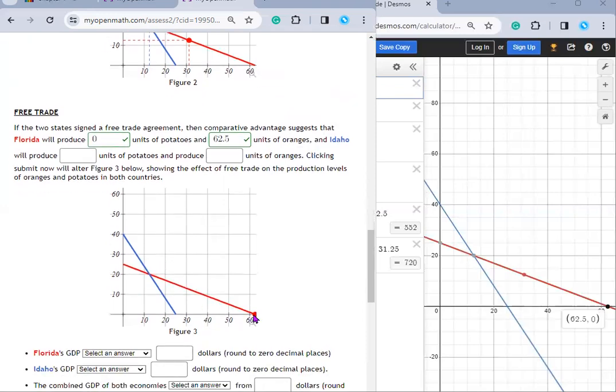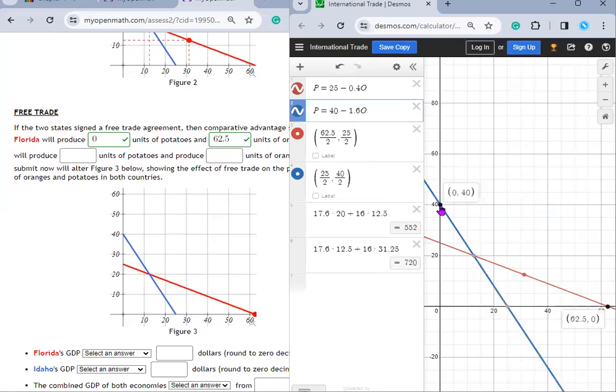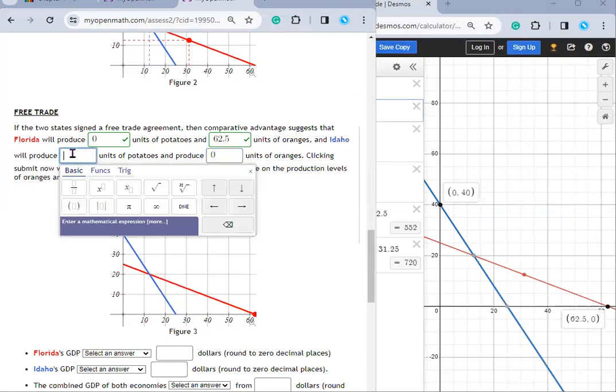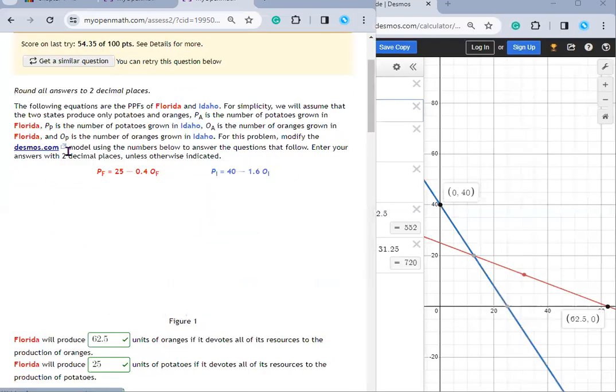And we see that point right here, right? Now, what does Idaho do? Idaho focuses on what it does best, cheapest. And what it does best is potatoes. So it's going to produce 0 oranges and 40 potatoes, right? Because comparative advantage determines what people should focus their efforts on.